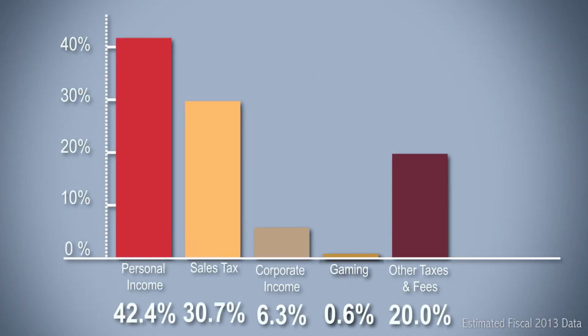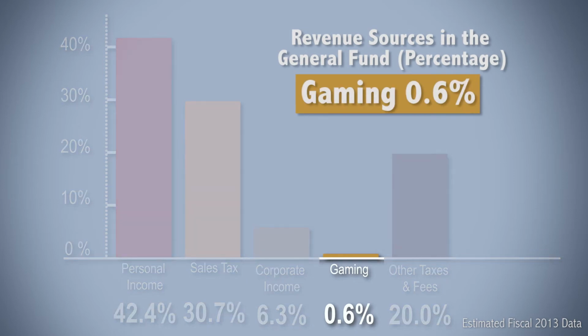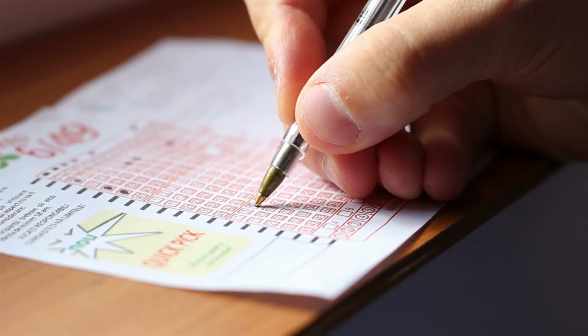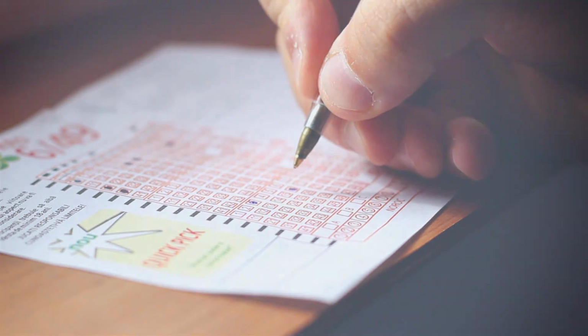Gaming taxes generate less than 1% of all revenue in the general fund. States that operate a lottery collect revenue from the purchase of those tickets, and most states use that money to fund education. States have also expanded gambling in recent years, and states can charge taxes on casino winnings.